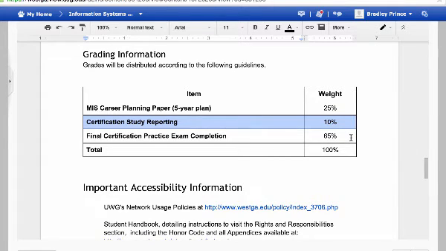I have 7 dates over the semester where you're going to have to report into me, and I'll go over later in another video what that report needs to be. But you're going to have to report into me about your progress studying toward the certification.